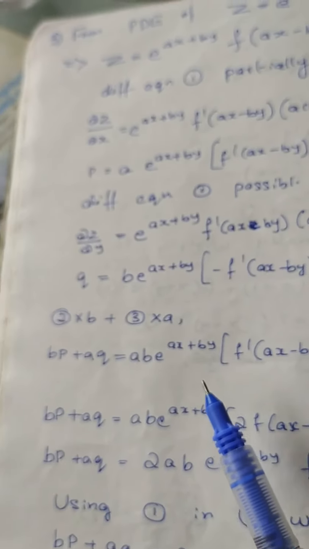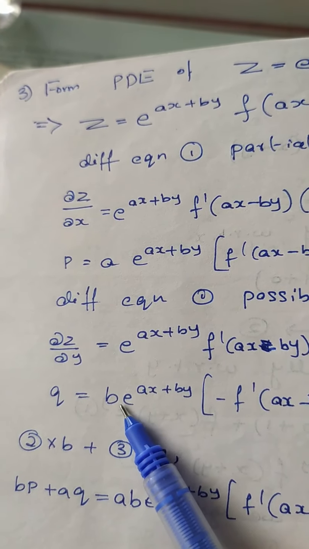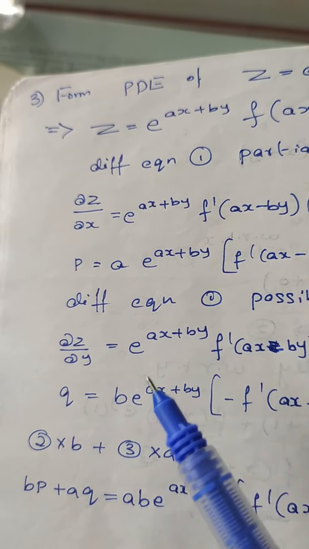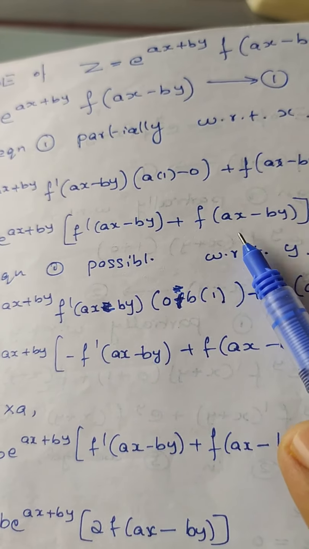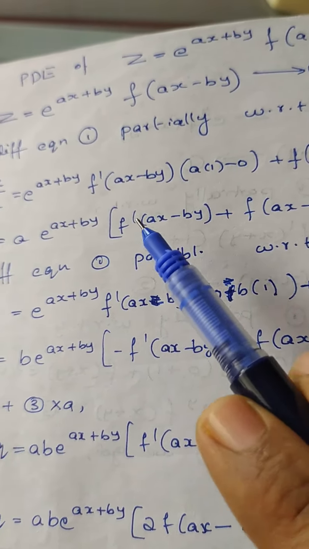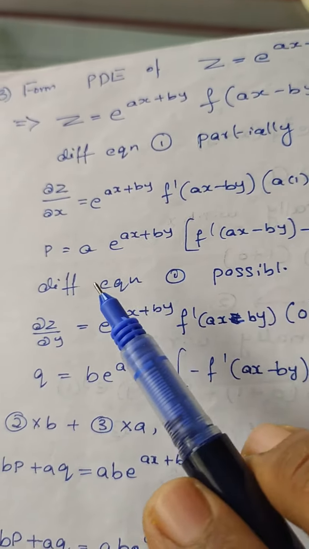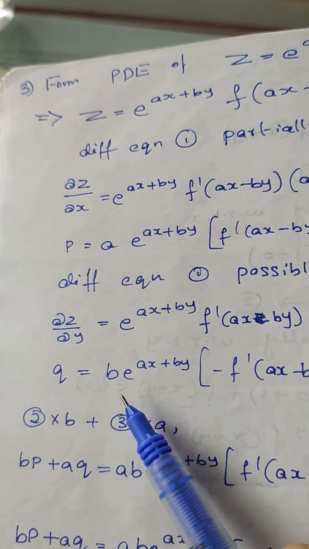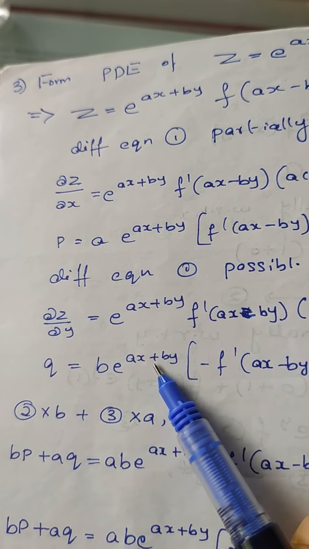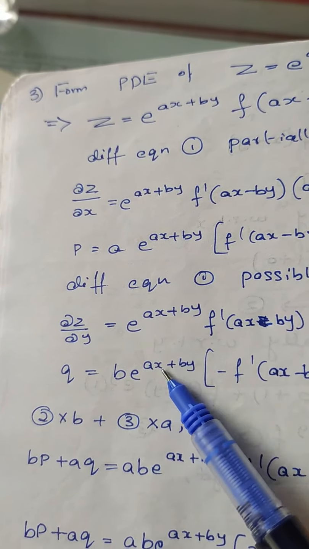Now in p we have a, in q we have b, and the remaining thing is e power ax plus by. This is f dash minus f dash, this is f and f. First we have to eliminate these two by adding. Before adding, the coefficients should be the same: a into e power ax plus by here, b into e power ax plus by. Make the coefficients the same.